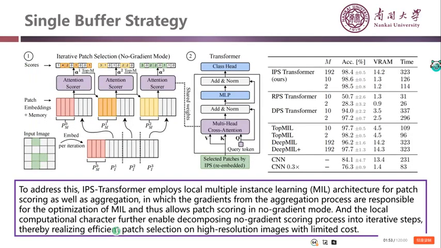To address this, IPS Transformer employs a local multiple instance learning architecture for patch scoring as well as aggregation, in which the gradients from the aggregation process are responsible for the optimization of MIL and thus allow patch scoring in no-gradient mode. The local computational character further enables decomposing the no-gradient scoring process into iterative steps, thereby realizing efficient patch selection on high-resolution images with limited cost.